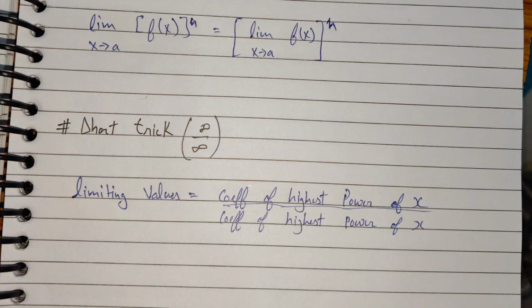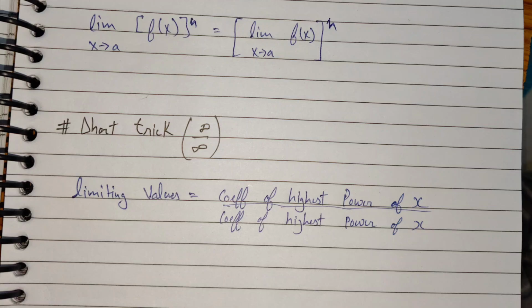Our last limit property is where a function f(x) has a power n. Now how do we solve it? First we find the limit of the function f(x), then we apply the power n, and then we get our answer.